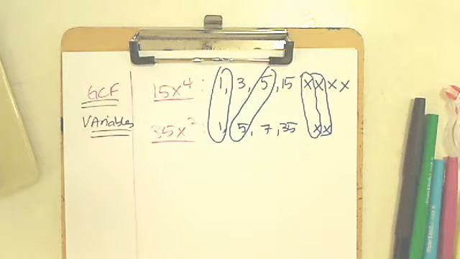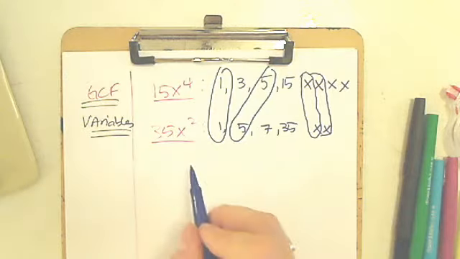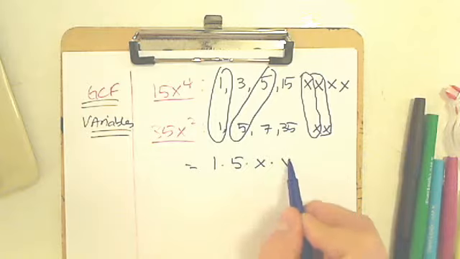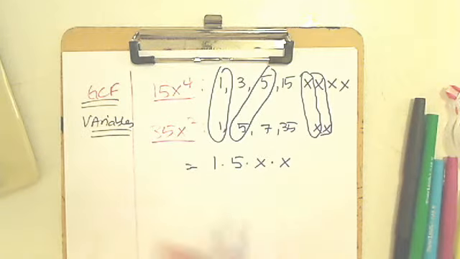Right? Those are the common pairs, the common factors. So what do I have left? 1, 5, x, and x. Questions on how I got 1, 5, x, and x?